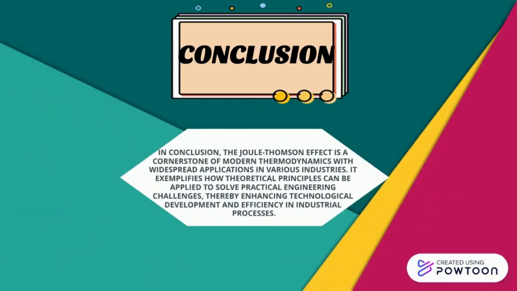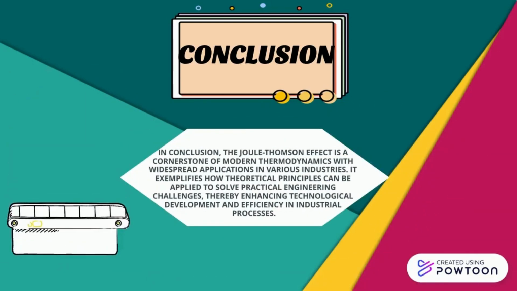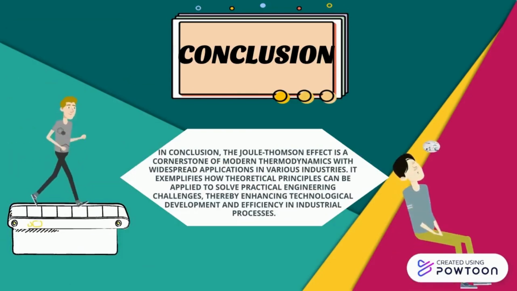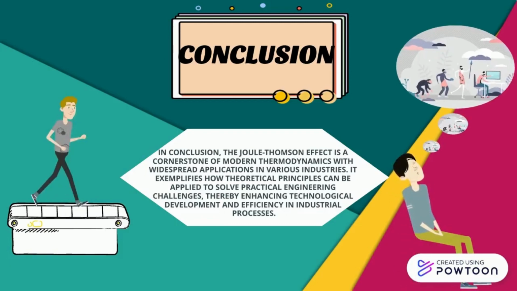In conclusion, the Joule-Thomson effect is a cornerstone of modern thermodynamics, with widespread applications in various industries. It exemplifies how theoretical principles can be applied to solve practical engineering challenges, thereby enhancing technological development and efficiency in industrial processes.